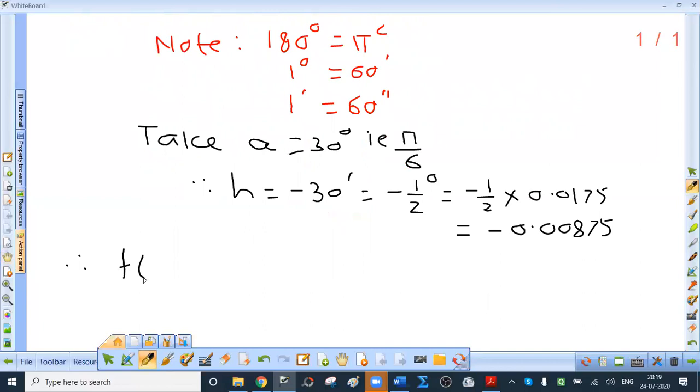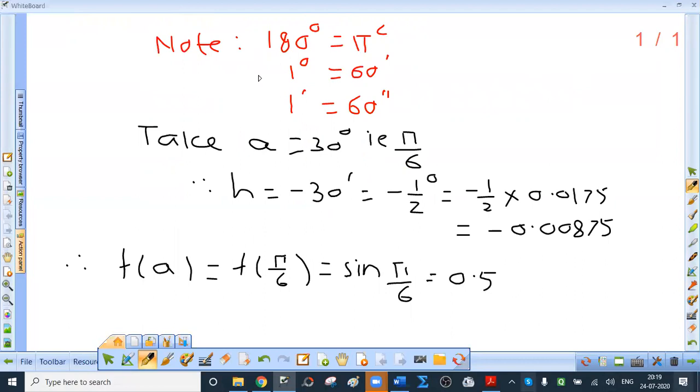So f of a is f of pi by 6. What is sine pi by 6? Sine pi by 6 is half, that is 0.5. Okay. Then what is f dash of a? f dash of a is f dash of pi by 6. That is cos 30 degrees.